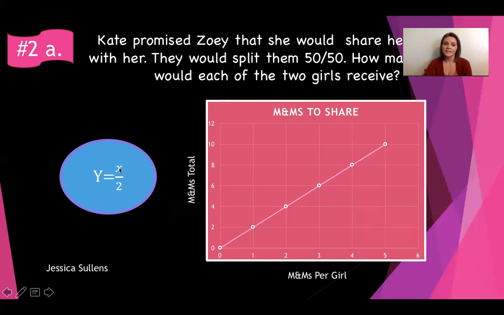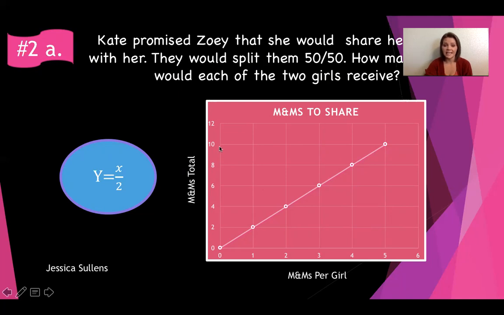So simplifying this down, 6 over 2 would be 3. So y would equal 3. Let's check our graph. 6 M&Ms total, how many she started with. Going across, where does it meet? At 3. Okay, so yes, it does check out. So each girl would receive 3 M&Ms.